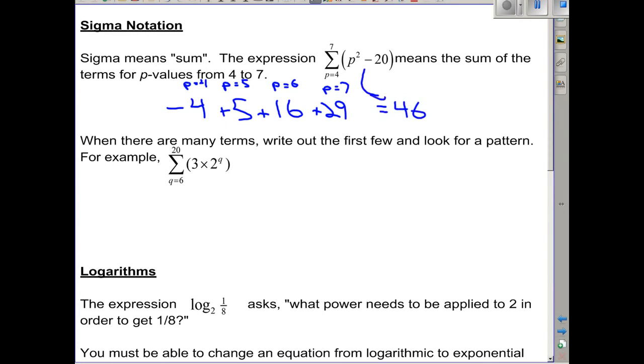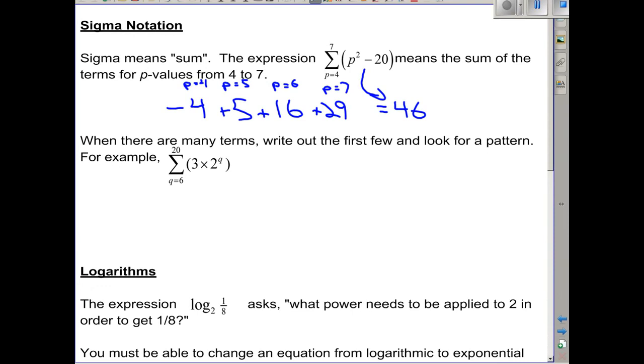And the sum is going to be 46. Now, often it's going to be really inconvenient for us to write out all of the terms. We'd have to write out the first few and just look for a pattern. In the first one, no problem to write out those 4 terms and add them up. Probably the simplest way to approach it.